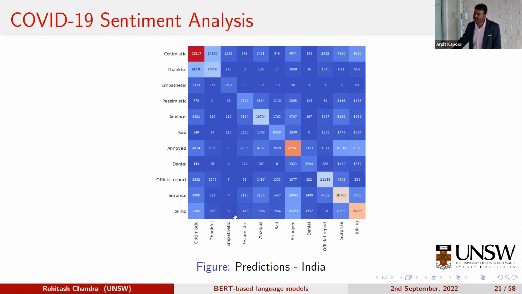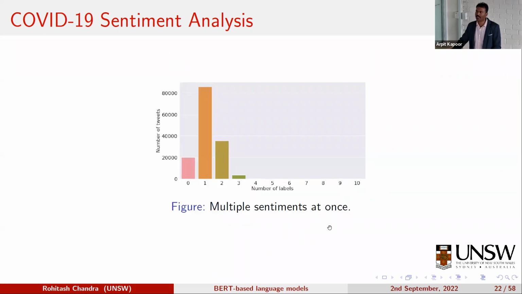And then in the joking category, similar things are expressed here. Joking and annoyed are quite heavily expressed, and joking and optimistic. And some people were joking and also being sad, or presenting some form of humor while being sad.